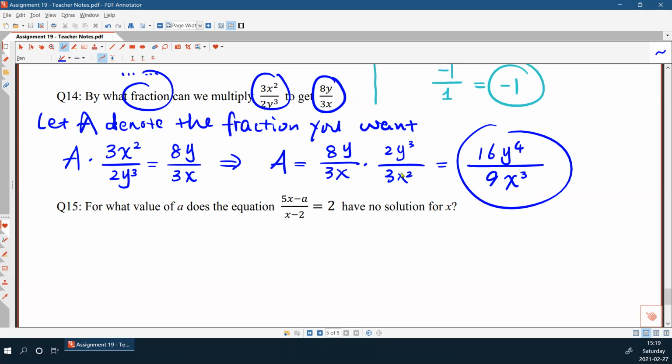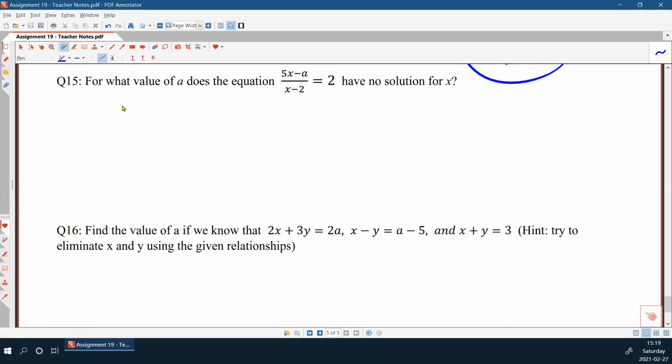No? All right, let's see question 15. Question 15 asks: for what value of a does the equation have no solution for x? If you don't know how to start a question like this, you can always try to solve for x. The logic is to solve for x and then have a look at what happens.